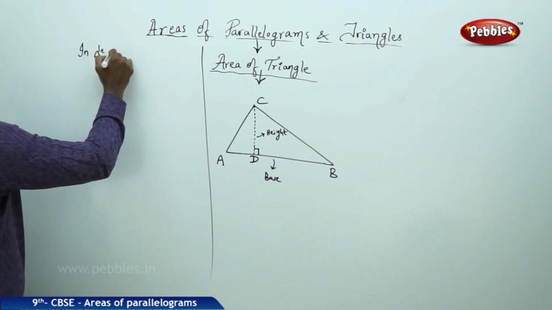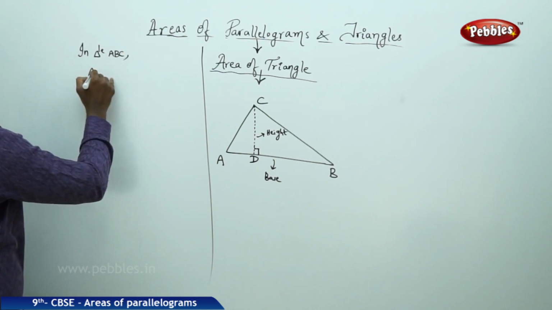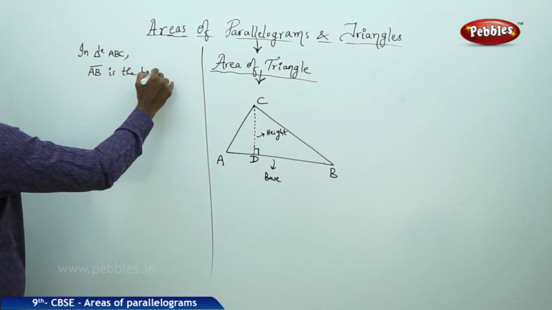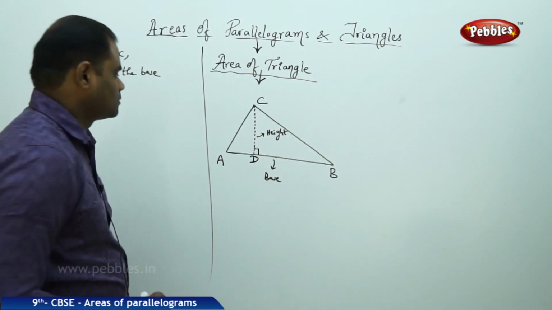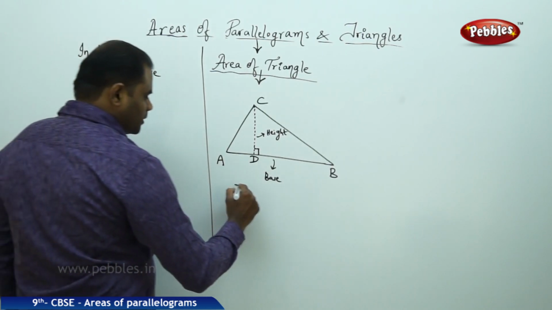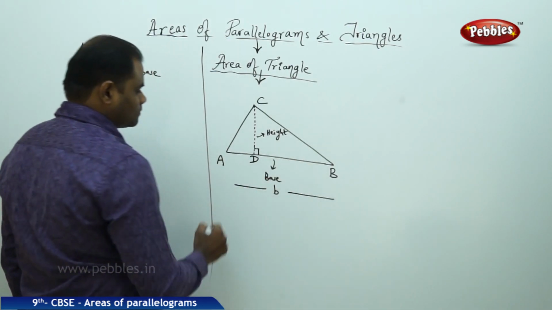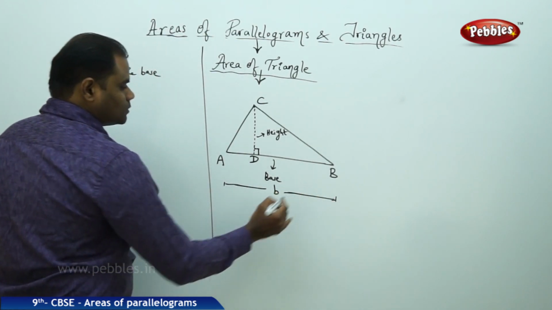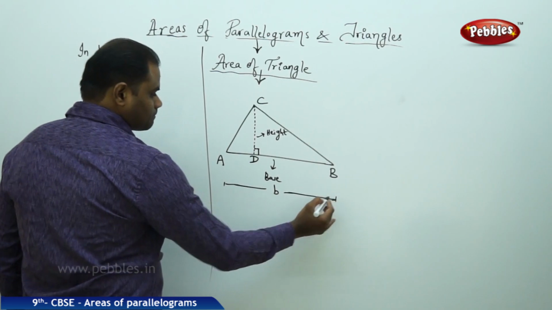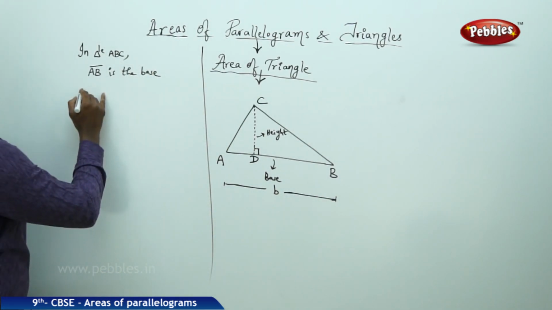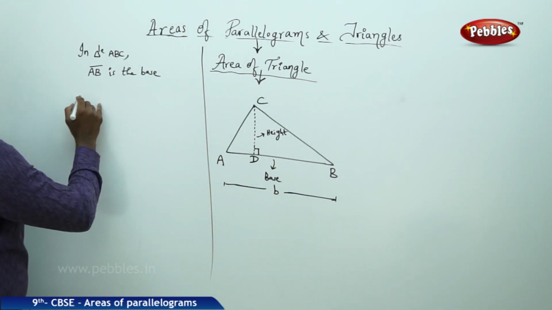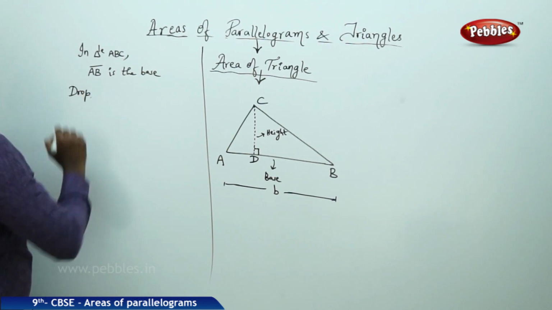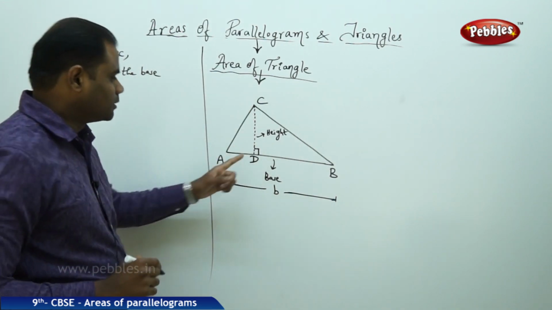In triangle ABC, AB is the base. And let me denote the base with B. And then I have CD, which is obtained by dropping a perpendicular from C.